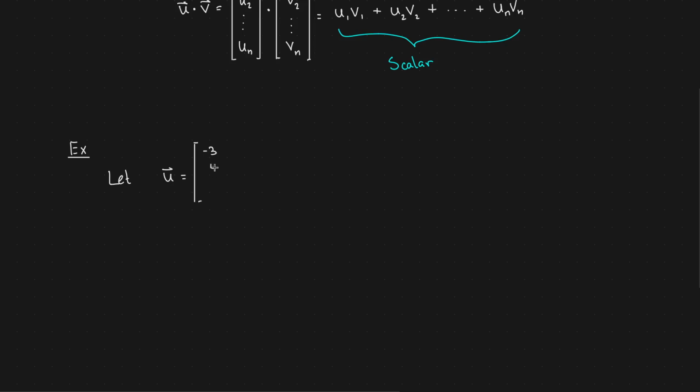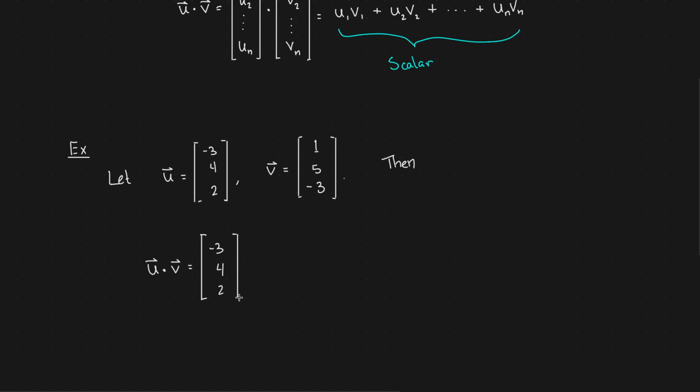Let's let u be -3, 4, 2. And let's let v be 1, 5, -3. Then if I take the dot product of u and v, that's the dot product of vector -3, 4, 2 with the vector 1, 5, -3.